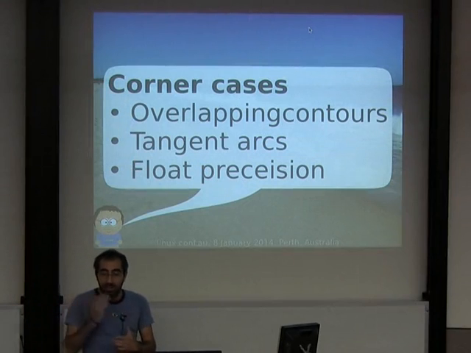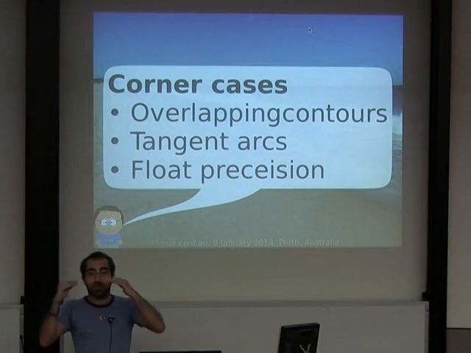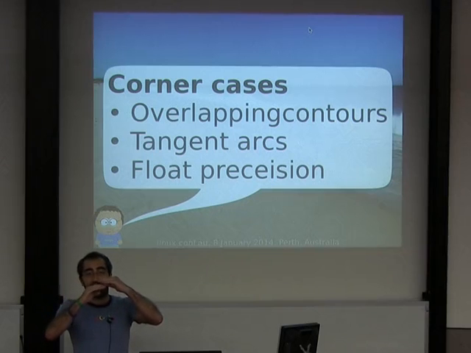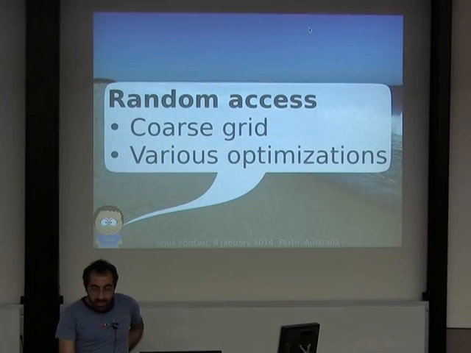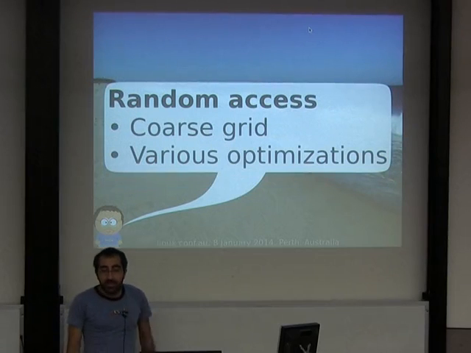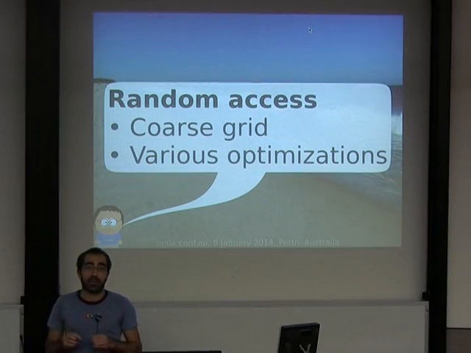There are a lot of corner cases to get those to just show up. There are overlapping contours. If two arcs are tangent, you can mess them up. They can cross each other. And there's the float precision on the GPU. So now what we want is fast random access to the closest arc.